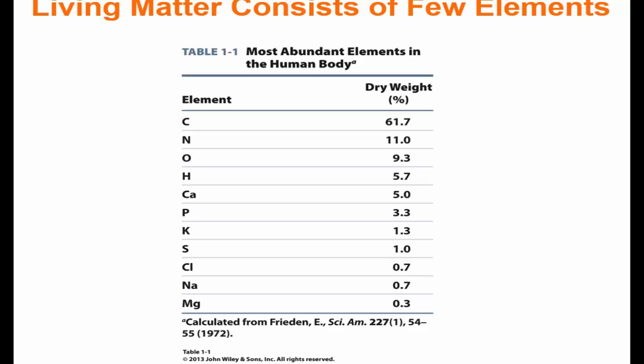Really, the bulk of organic material that is required for life only utilizes 11% of the naturally occurring elements that we find in the periodic table. And the bulk of that material is made up of carbon, nitrogen, oxygen, hydrogen, calcium, and phosphate, with smaller amounts of potassium, sulfur, chloride, sodium, and magnesium.